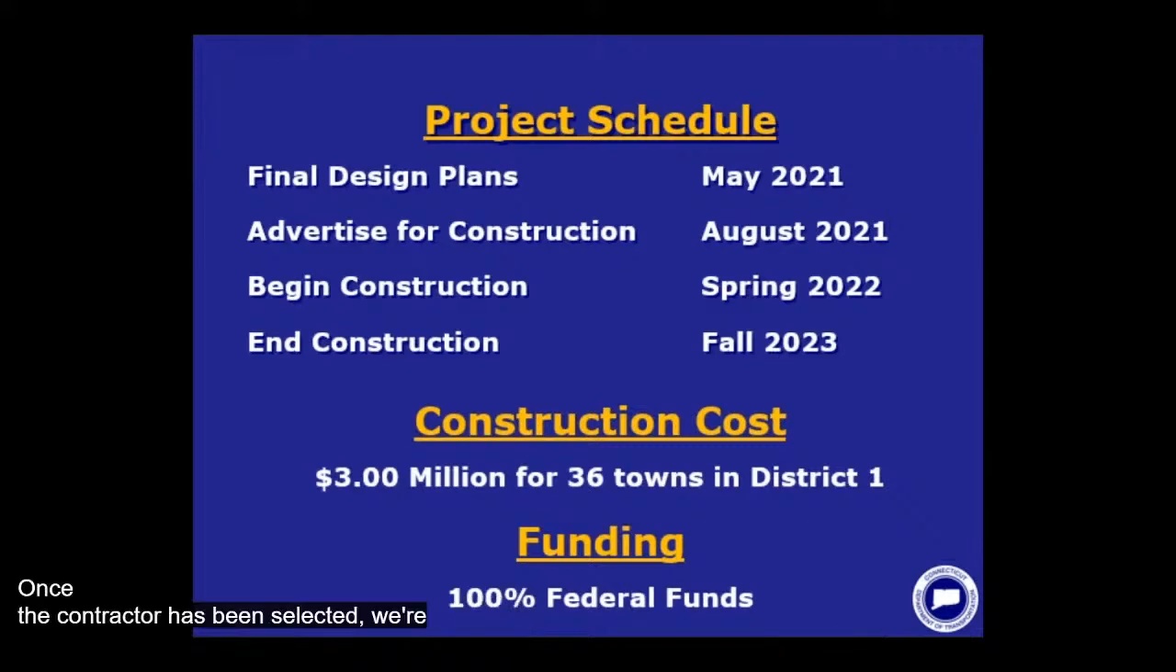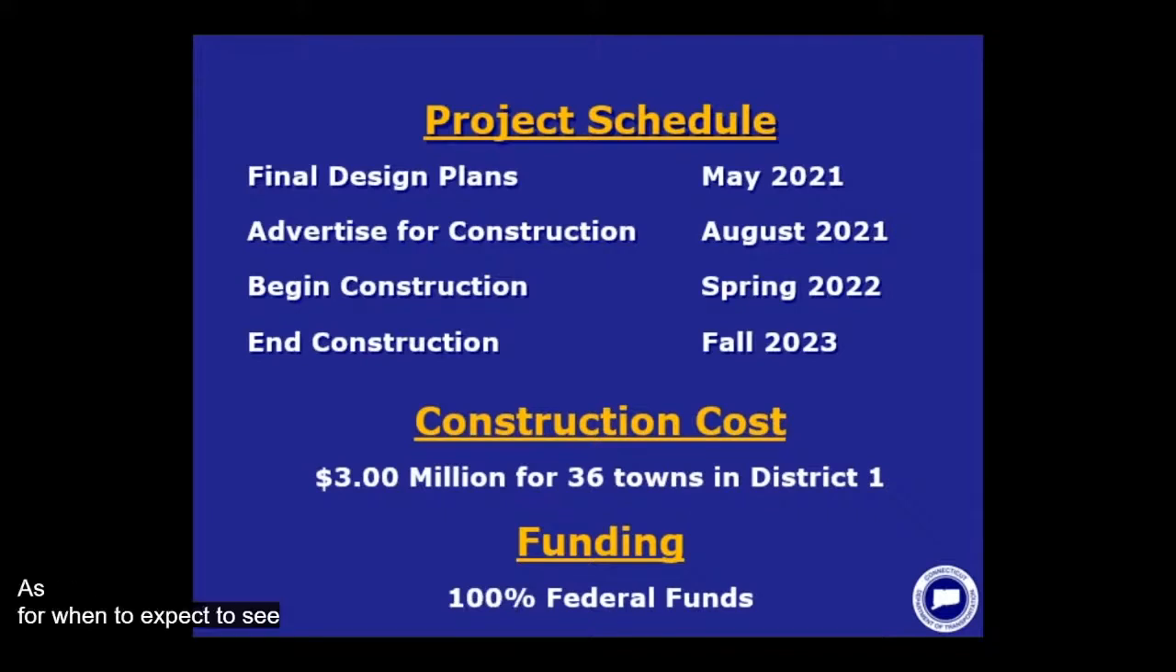Once a contractor has been selected, we're expecting construction to begin in spring of 2022 and end at around fall 2023. The duration for this project construction is based off of the approximately 830 curves that are receiving signs across all of central Connecticut under this project, not just the 15 curves in Coventry.